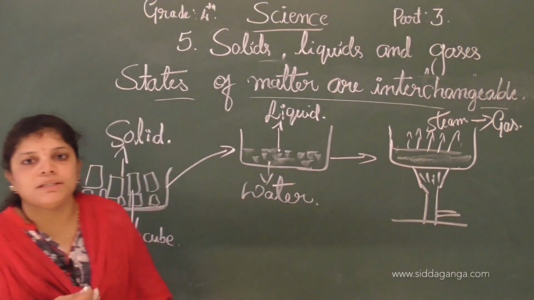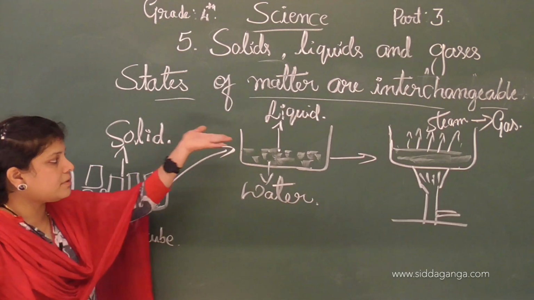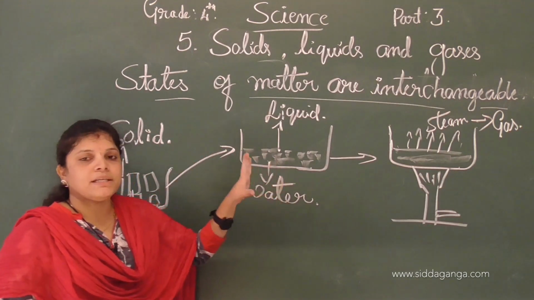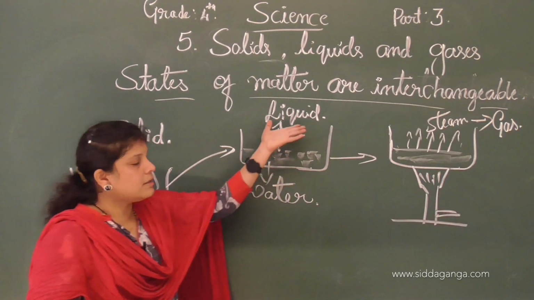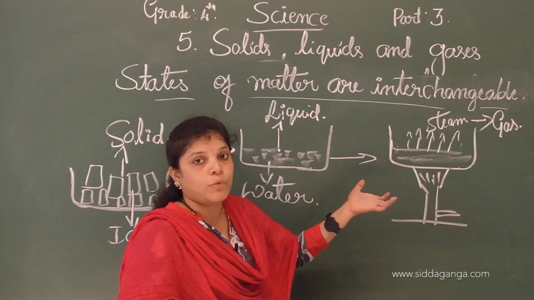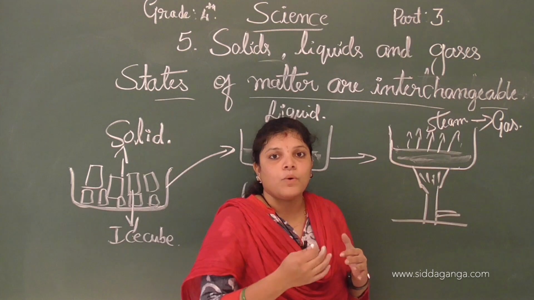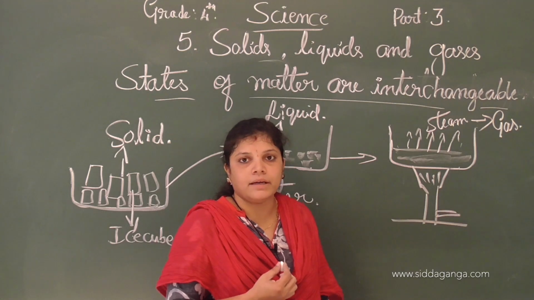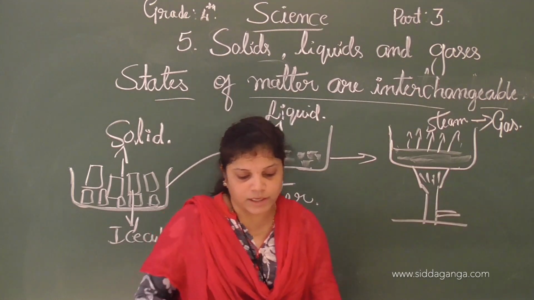So it's interchangeable. See, this ice cube is a solid. When we keep the ice cubes in open space, what happens after a few minutes? It turns into water. This water is the liquid form. When we boil this water, when we heat this water, it changes into steam or water vapor. When we collect that water vapor and it cools, it turns into water again.